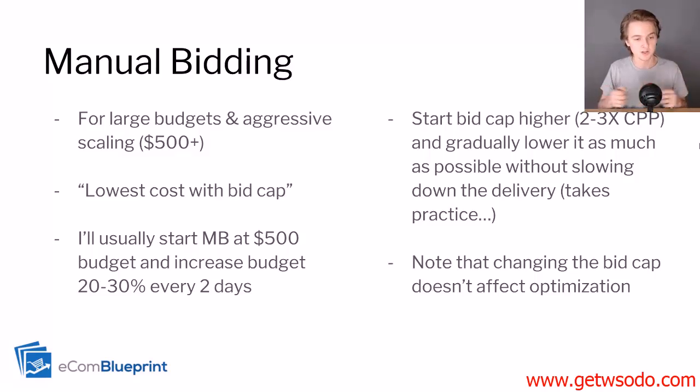So what you need to understand about manual bidding is that it's lowest cost with a bid cap. So it's not like a target cost. Whatever price you're putting as a bid cap, Facebook's not going to try to get you that cost. It's the same bidding strategy as if you don't put a bid cap. So everything's going to be the same.